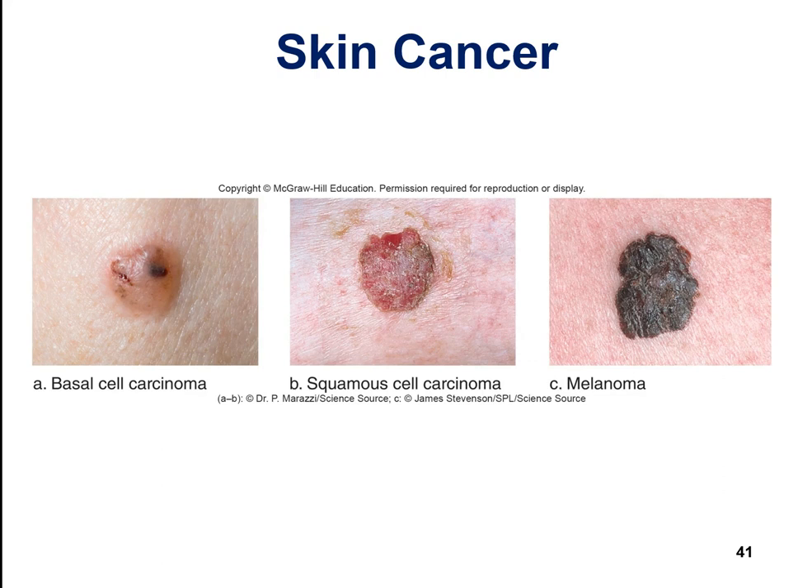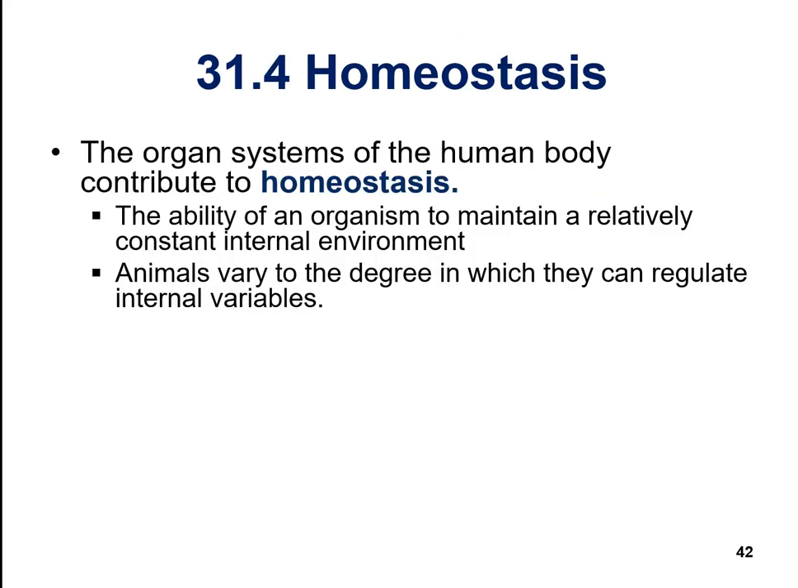If we were in class, we may do this in class, okay? All right, so this is just showing you some different types of skin cancer, right? Basal cell carcinoma, squamous cell carcinoma, and a melanoma, all right? And so again, if you have something that looks suspicious, you should go to your dermatologist to get it checked out. All right, the last part of this chapter is on homeostasis, okay?